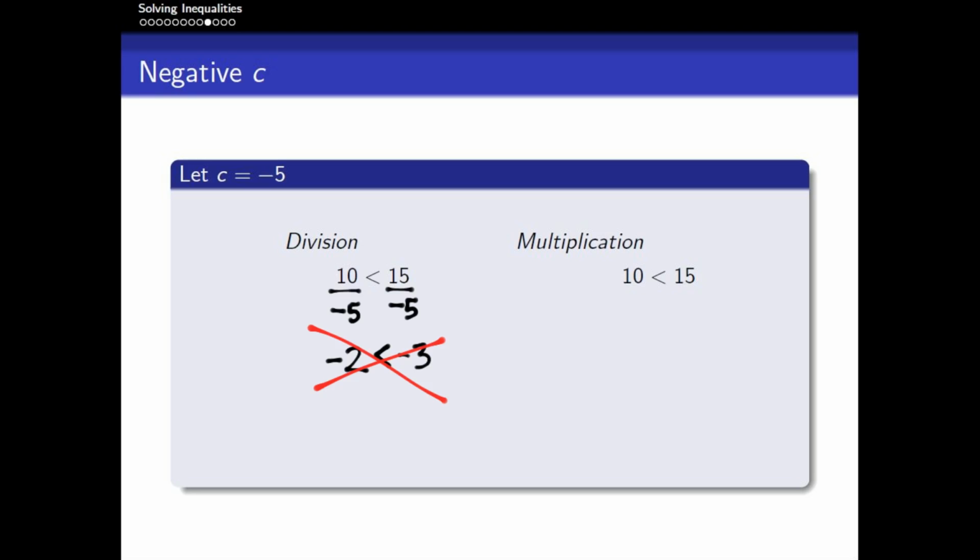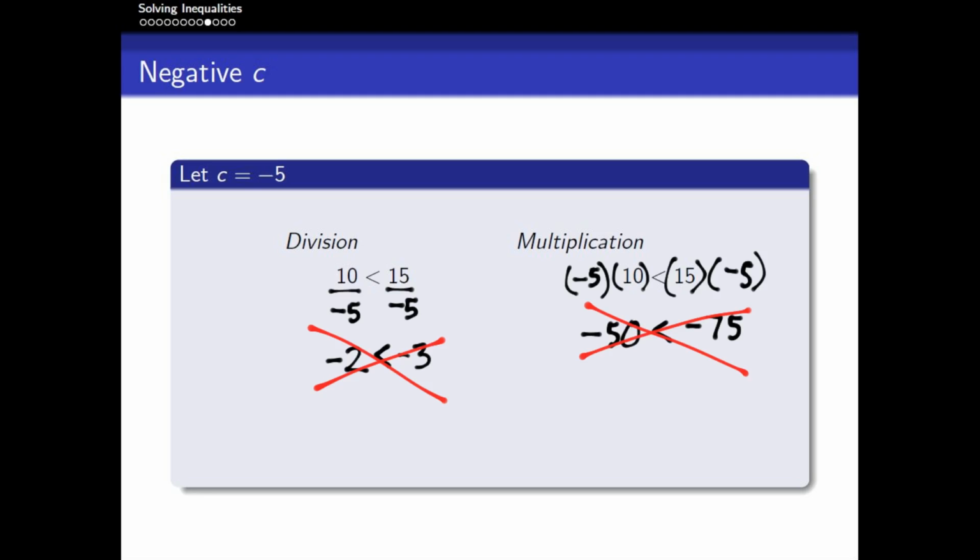Let's see how it is for multiplication. I'm going to multiply both of them by -5. Okay, -5 times 10, well that's -50. -5 times 15, that's -75. And is -50 less than -75? No, it's not. So that's not true either, which leads me to one conclusion.